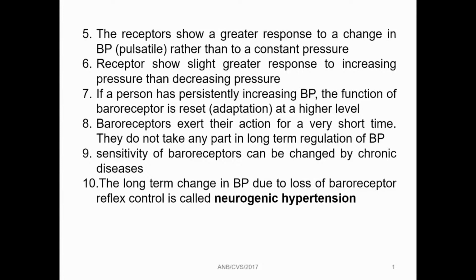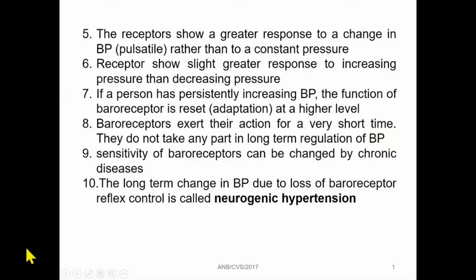Now, what is the normal role of the baroreceptor? It is to sense the pressure change and then bring down the blood pressure to normalcy. However, in these situations, what happens? Instead of bringing the blood pressure down, they adapt themselves to the higher blood pressure level. It means they help to maintain that higher level of blood pressure, and hence that is the meaning of the seventh property: if a person has a persistently increasing blood pressure, the baroreceptor resets its adaptation at a higher level.